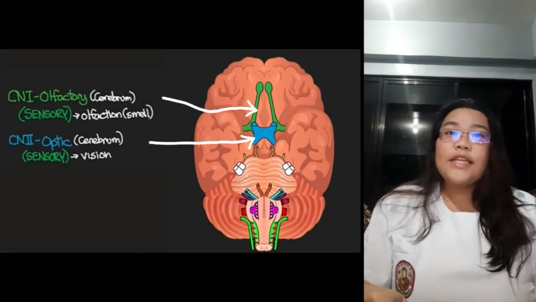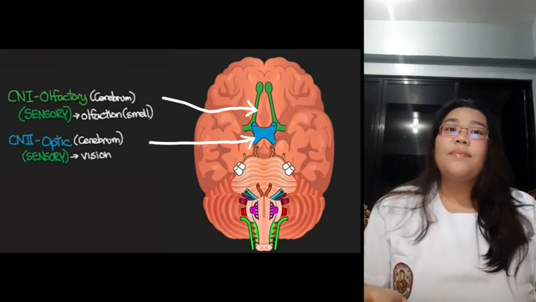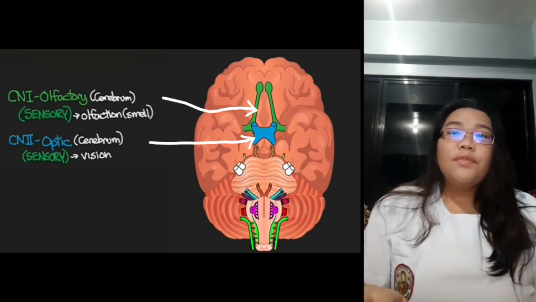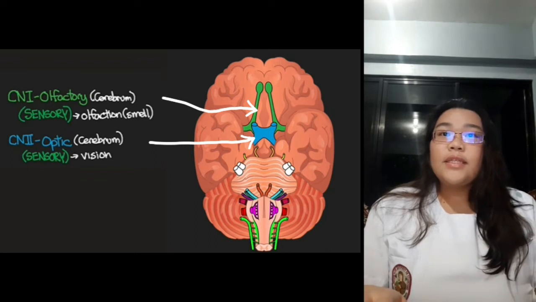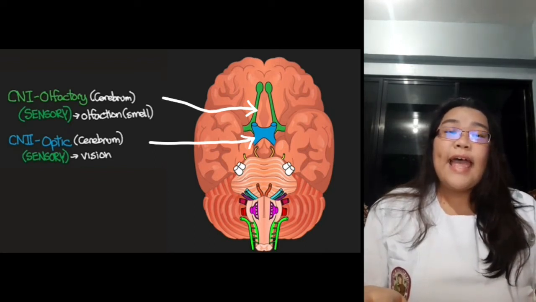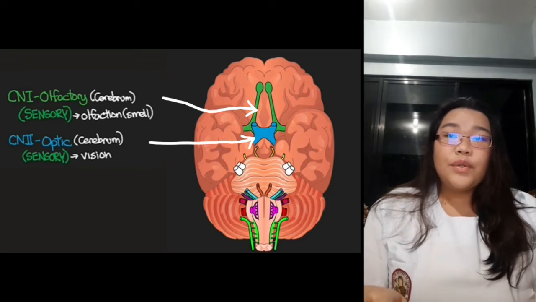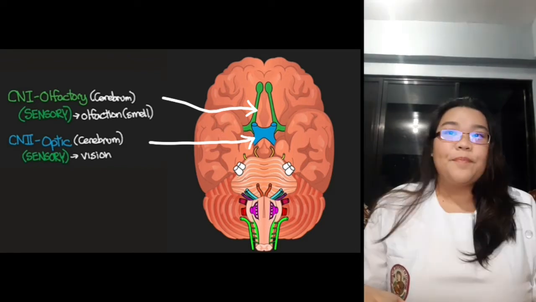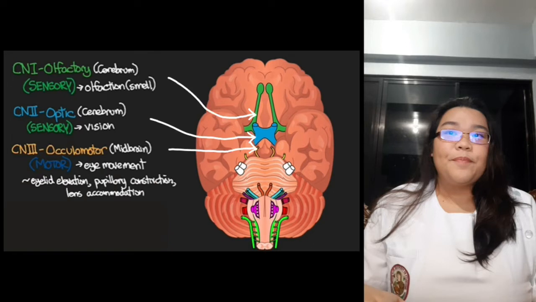Alright, the next cranial nerve that we're going to talk about is cranial nerve 2, which is the optic nerve, and these are also sensory nerves which receive signals from the retina and bring this vision information to the brain.